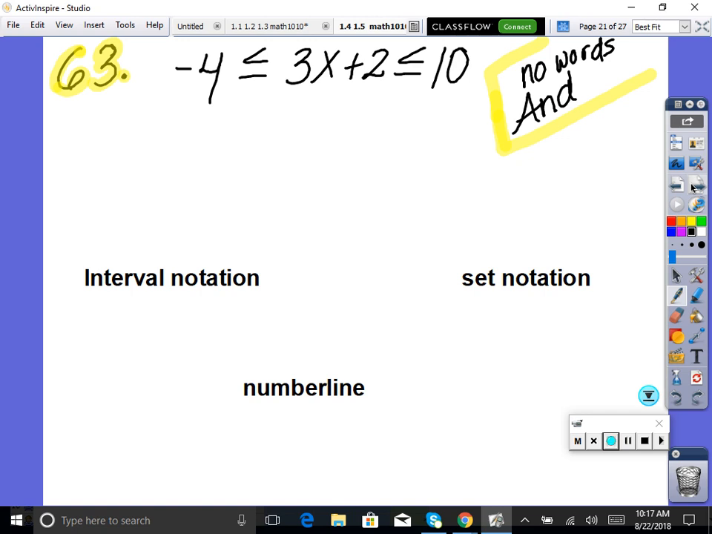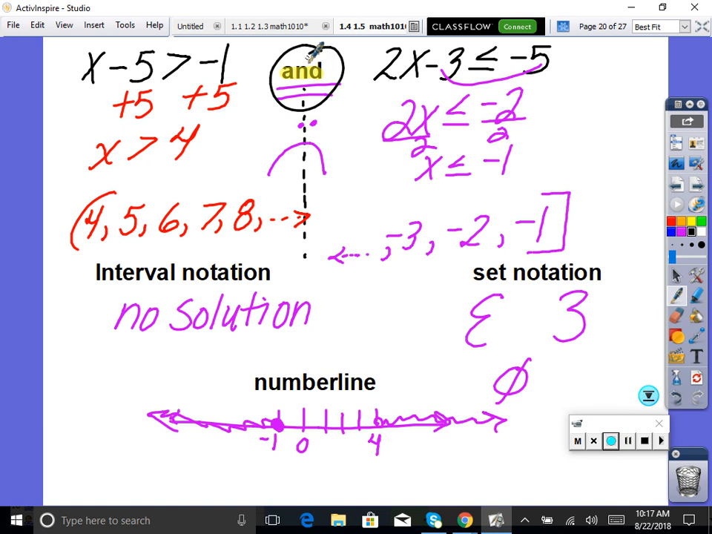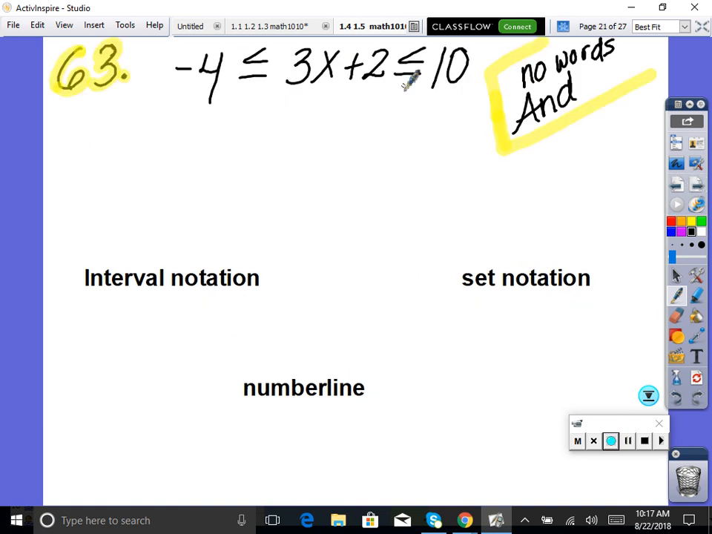So you see how this one is separated and says the word and? This one is already put together, but there are no words. No matter what, it's and. Always.